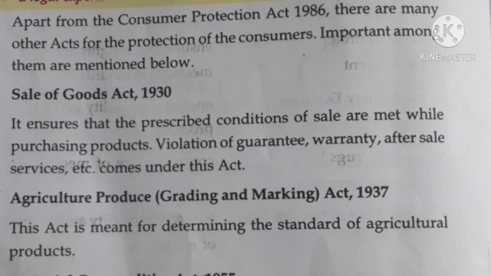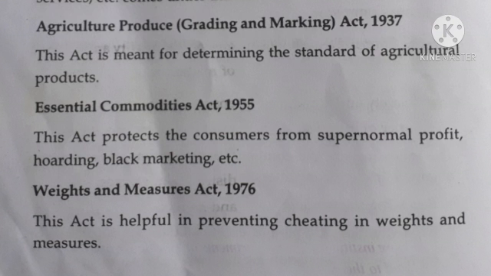Apart from the Consumer Protection Act 1986, there are many other acts for the protection of the consumers. Important among them are Sale of Goods Act 1930. It ensures that the prescribed conditions of sale are met while purchasing products. Violation of guarantee, warranty, after sale services, etc. comes under this act. Next, Agriculture Produce Act 1937.